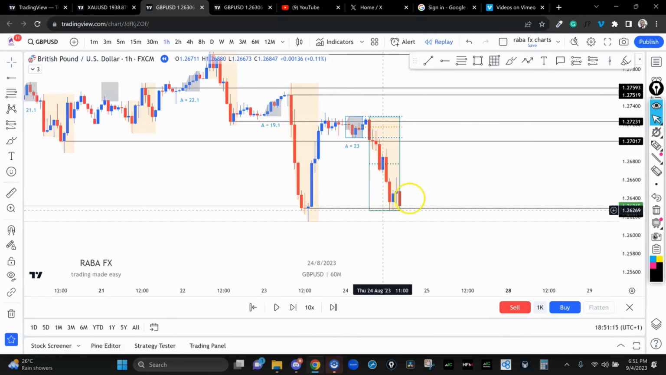Now, when it comes to psychology, do not regret, "I could have held the trade." No, don't regret. Take what the market gives to you and you move on. Tomorrow is another day. Okay?